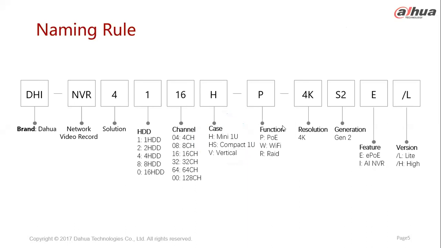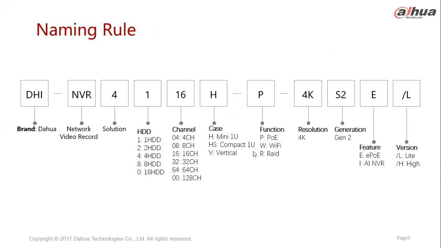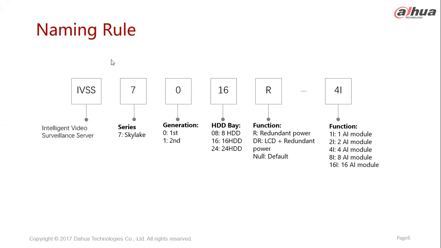P is PoE. W is for NVRs which support Wi-Fi. R is RAID. We'll check some products later: 4K resolution, the output resolution for the HDMI, generation, S2 and other features. The naming rule for NVR is quite simple compared to other naming rules like IPC, thermal camera, PTZ or speed domes.